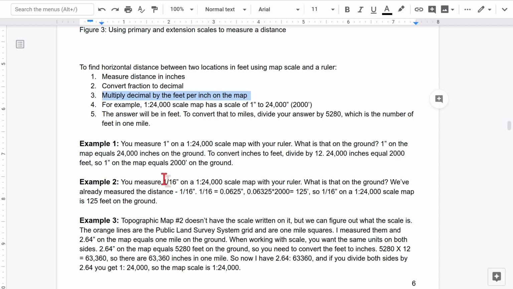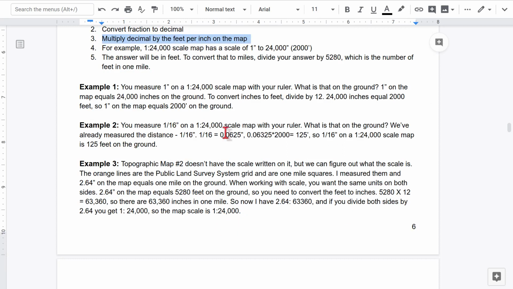So if you measured 1 inch on the map, that would be exactly 2,000 feet. If you measured 1/16 of an inch on a 1 to 24,000 scale map, you'd take that 1 over 16, you'd convert it to a decimal of 0.0625 inches. You just divide 1 by 16 in your calculator. Then you multiply the decimal that you got by the number of feet on the ground, 2,000, to get 125 feet. So 1/16 inch on a 1 to 24,000 scale map would equal 125 feet on the ground.